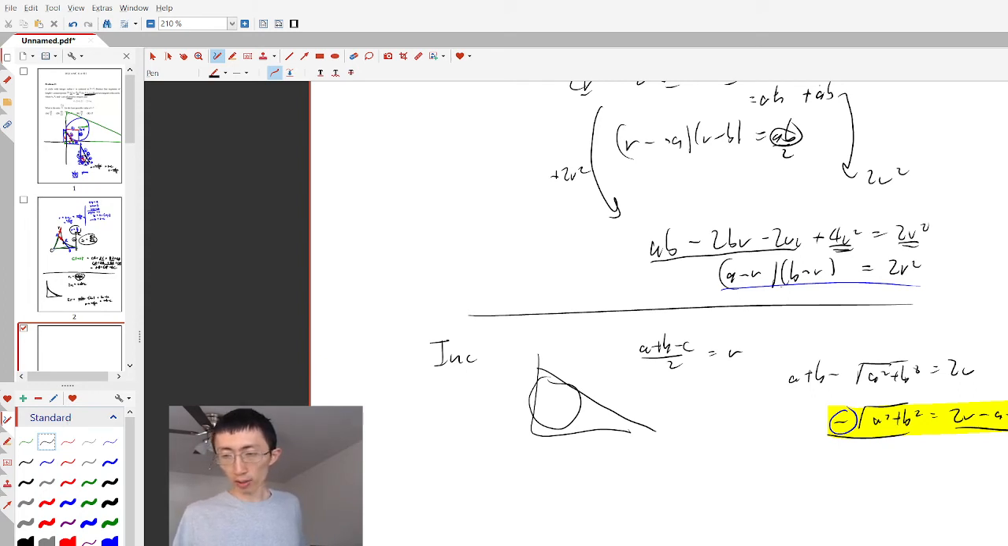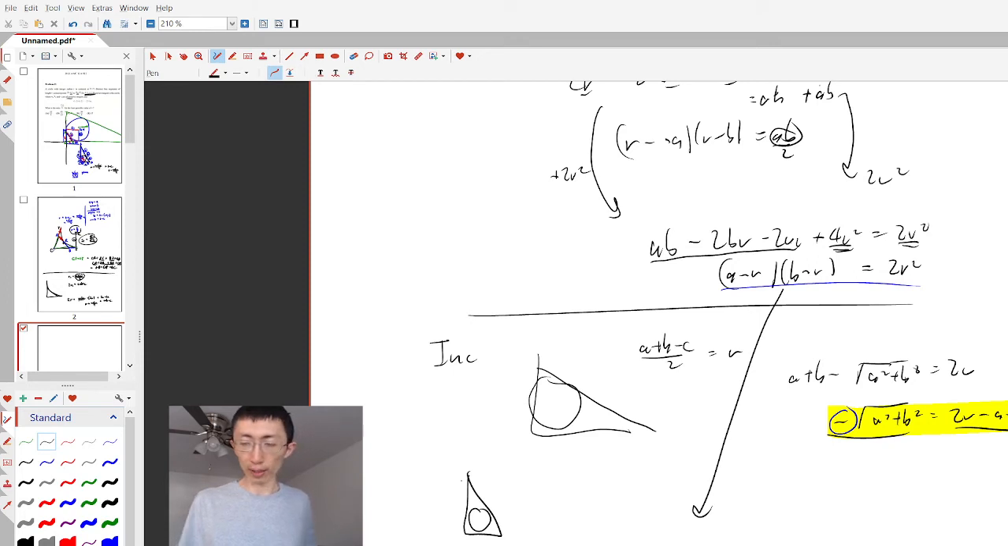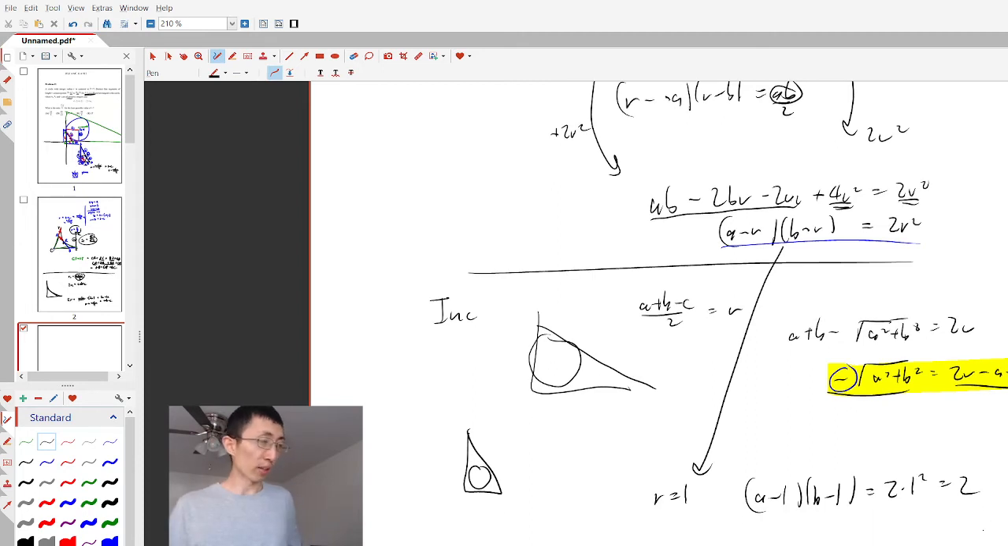So let's just try values for R. We want the smallest value of R. So what if R is 1? So maybe it's like the incircle of a 3, 4, 5 right triangle. So let's try R equals 1. So (A minus R)(B minus R) is 2R squared. So there's two solutions for (A, B) here, where (A, B) is an ordered pair. And basically this could be 1, 2 or 2, 1. It's the number of factors of 2, so 2 solutions.